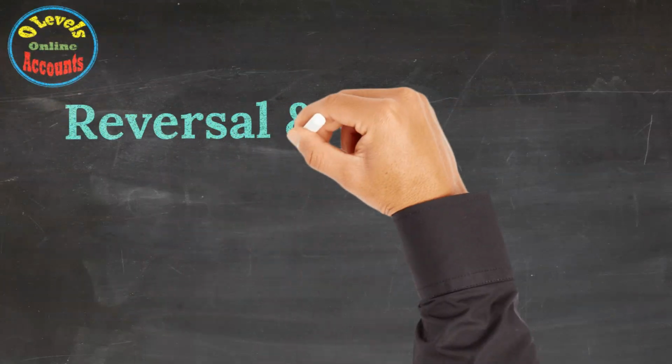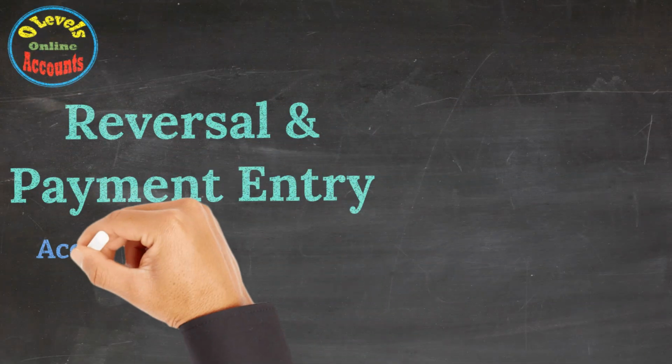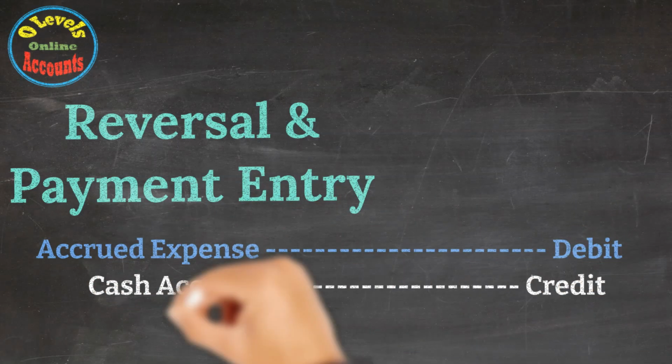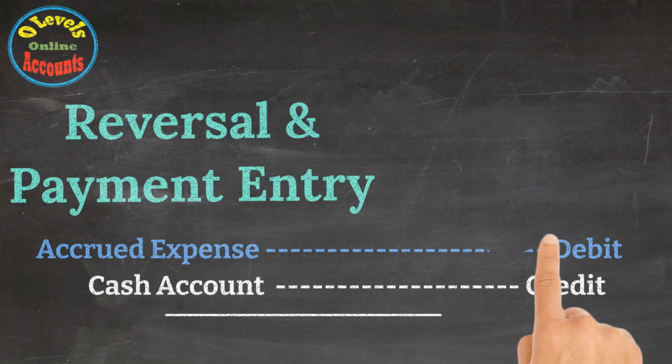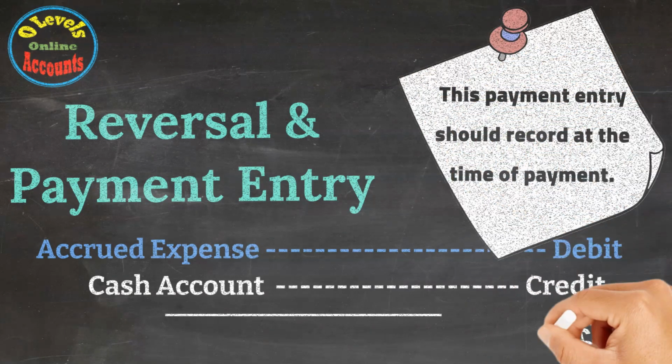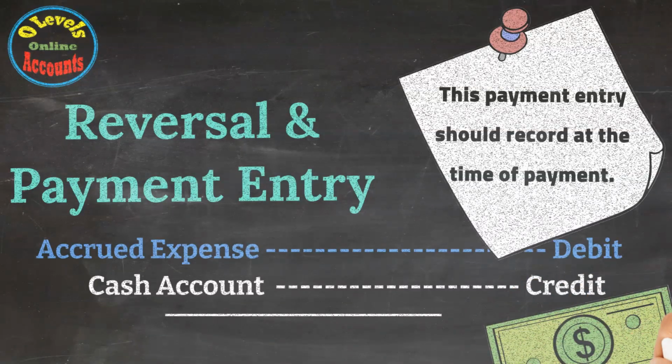At the time of payment, the reversal and payment entry should be observed. The entry would be the accrued expense account debit and cash account credit. In this way, we will close the liability and pay the expense via cash. Let's move to the next slide.